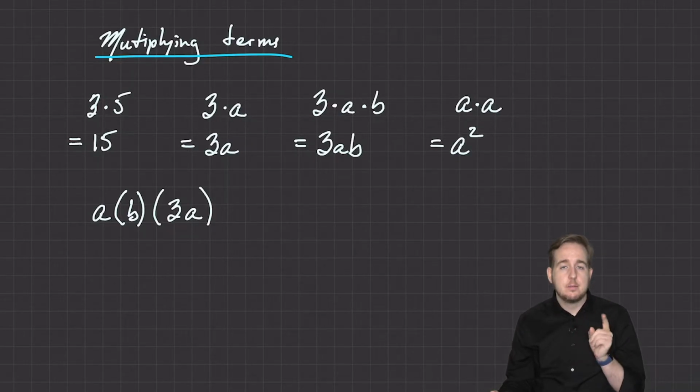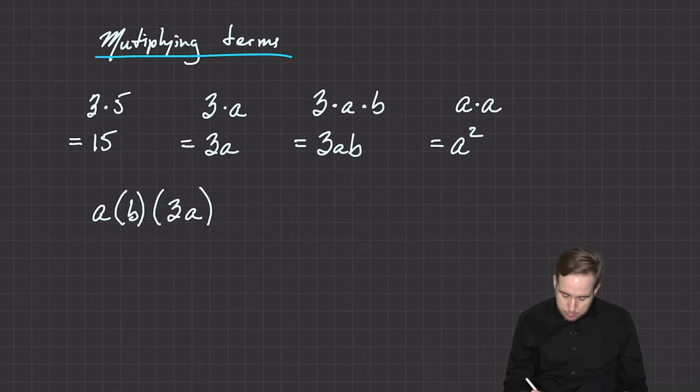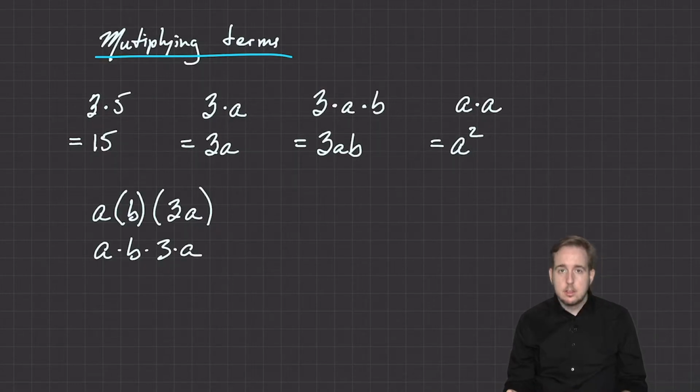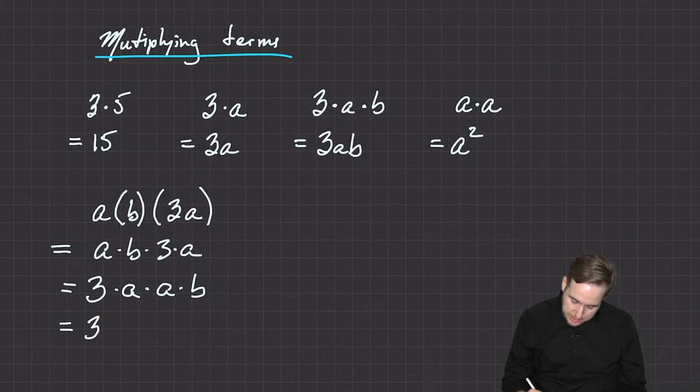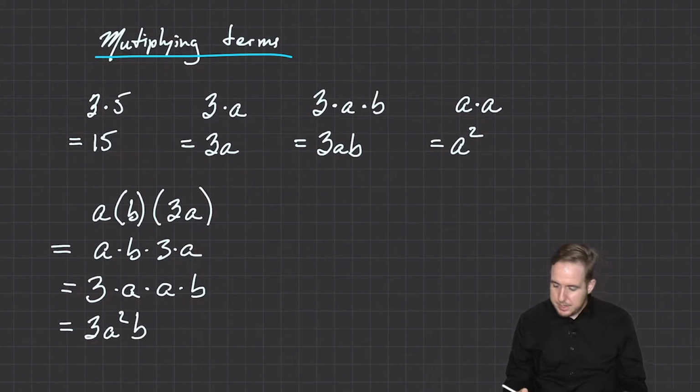First thing to remember is that in multiplication, the order does not matter. 3 times 5 and 5 times 3 have the same answer. 2 times 3 times 4 and 4 times 2 times 3, whatever the order, has the same answer. So I can write this as a times b times 3 times a, but I can also put the 3 first. This is 3 times a times b, and I know from up here that a times a is a squared. This is 3a squared b.